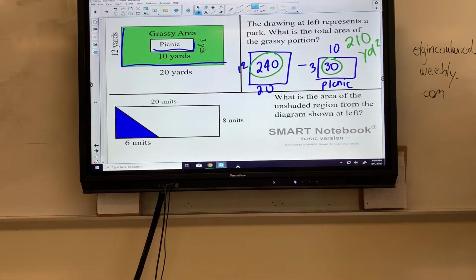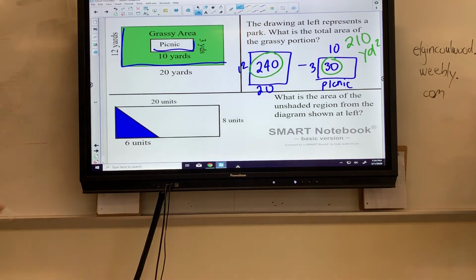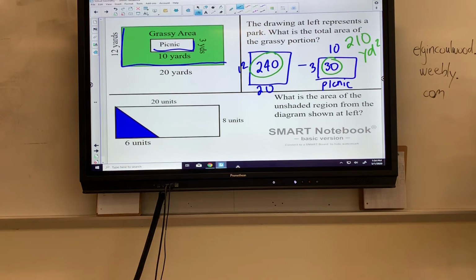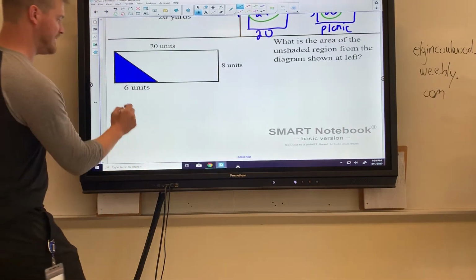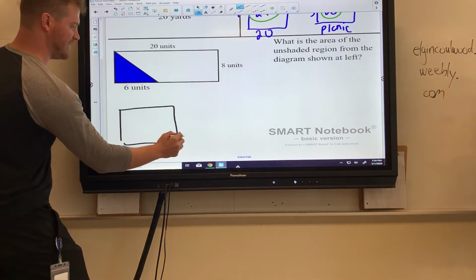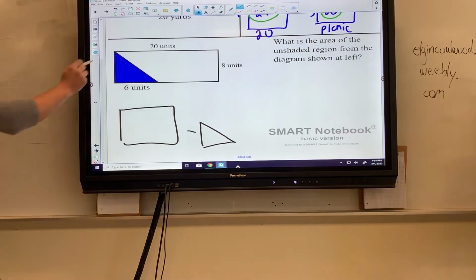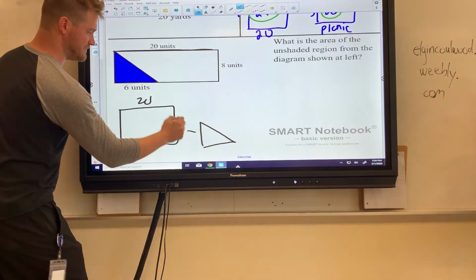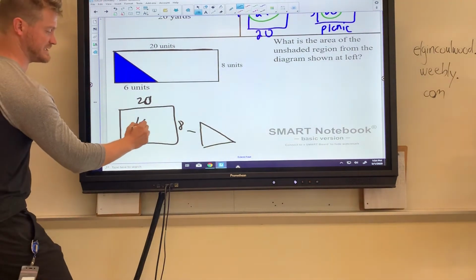The next one, what is the area of the unshaded region? Well, the unshaded is going to be this white portion, but it's kind of getting taken up by this blue triangle over here. So we got to do the bigger rectangle, rectangle minus smaller triangle over here. Well, the rectangle, the entire thing is 20 by 8. Let's go ahead and find that area. 20 times 8, length times width, gives us 160.